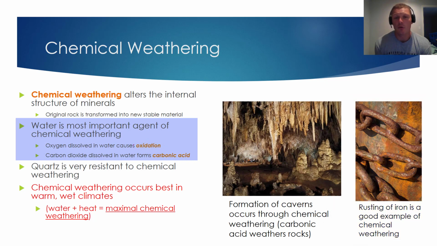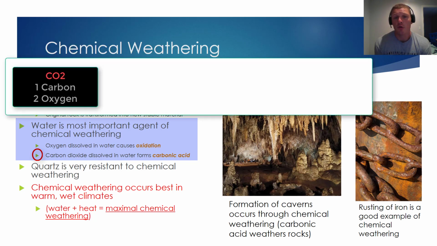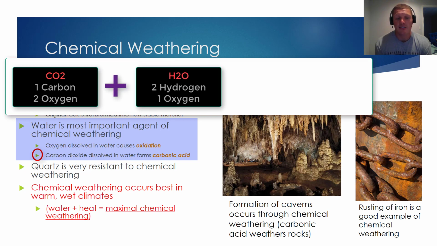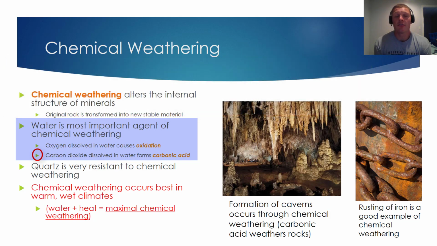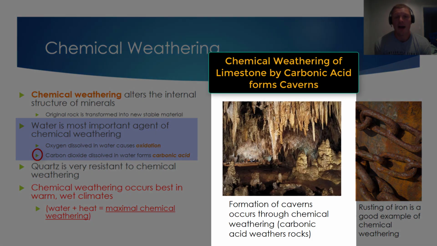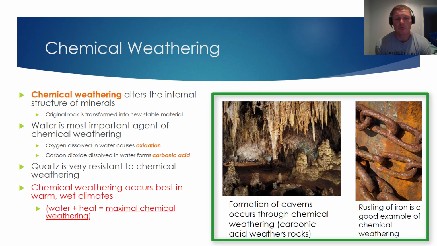Another example of the important role that water plays in chemical weathering is when carbon dioxide gets dissolved in water. Carbon dioxide has the chemical formula CO2, and water has the chemical formula H2O. If carbon dioxide gets dissolved in water, we form a compound known as carbonic acid, which has a chemical formula H2CO3. Carbonic acid can be very effective in chemically weathering rocks, especially limestone. In a nutshell, the two images shown are excellent examples of why water is the most important agent of chemical weathering.